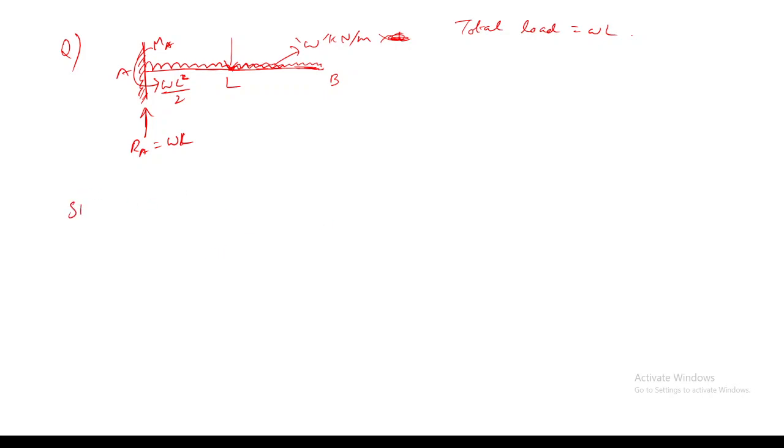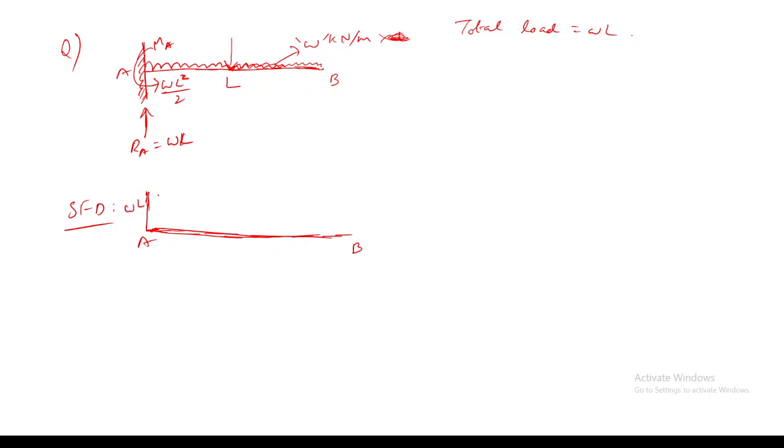For example, let this be the shear force diagram. Let this be point A and point B. What is the shear force at point A? WL. Is it positive or negative? Positive. Yes, so WL, I have drawn it like this.